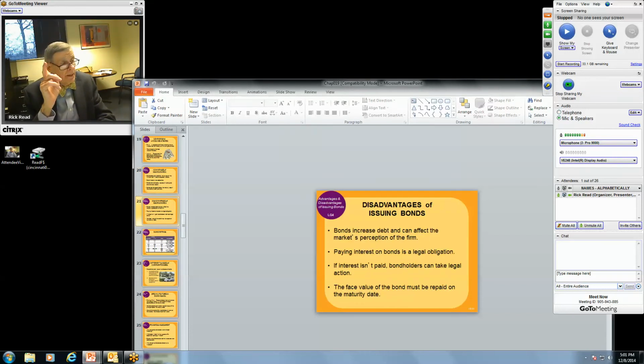The biggest thing about issuing bonds is that you increase the company's debt. You borrowed money. We can't change this any other way. You borrowed money. That money has to be paid back.